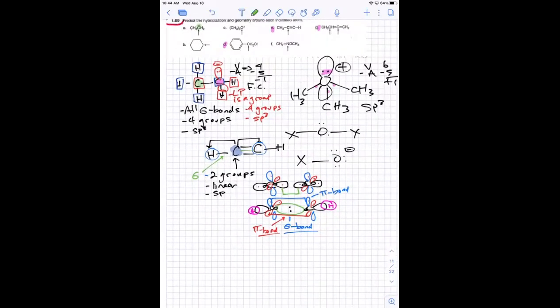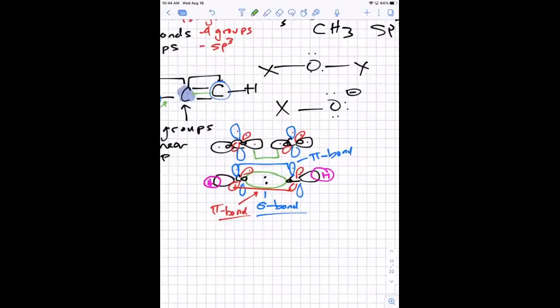So that carbon that's in that triple bond is sp hybridized. And the way we know it is because we can look at the number of groups. It has a hydrogen on one side, a carbon on the other side, right? And it's linear, and that also tells us that it's sp hybridized. I have a question. Go ahead.